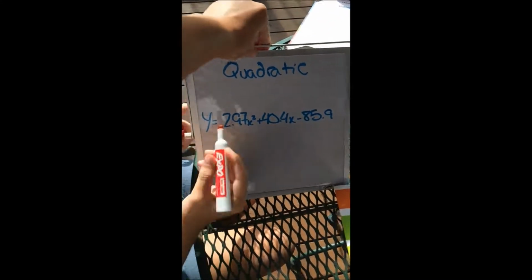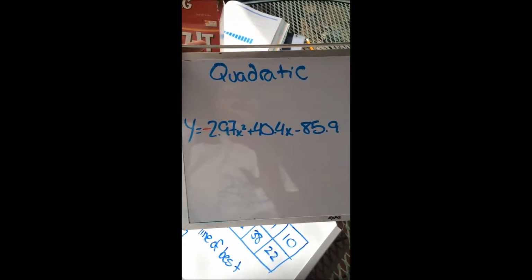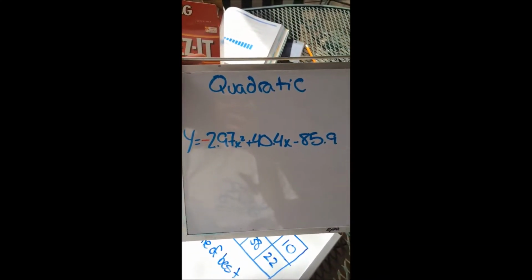Wait, mistake! The 2 is supposed to be negative! You're right, Steven. 10 extra credit points for you. Final answer will be y equals negative 2.97 x squared plus 40.4 x minus 85.9.